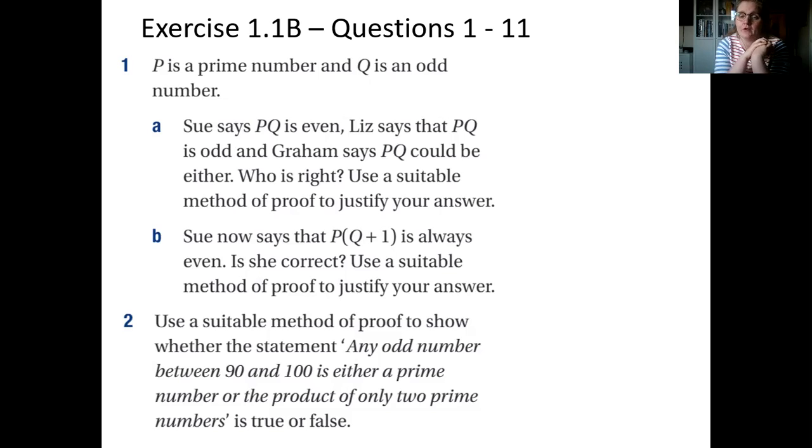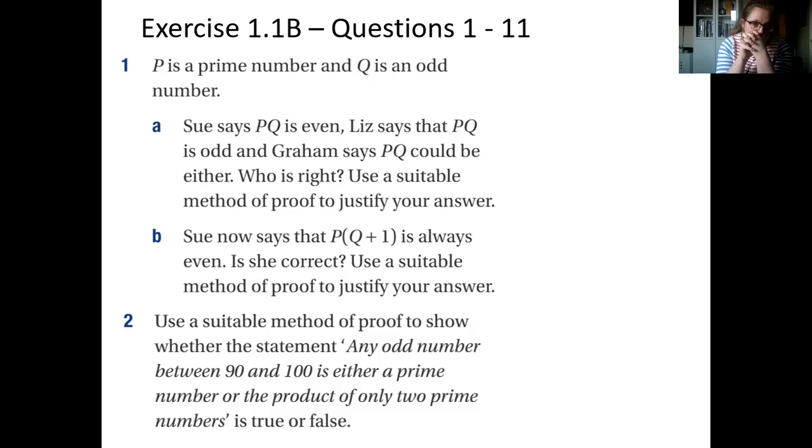justify your answer. So you need to decide if you're using proof by exhaustion, disproof by counterexample, or proof by deduction, to decide how you're actually going to decide that PQ, is it even, is it odd, or could it be either? So you need to choose a suitable method of proof for that and justify your answer. And that's part A for that.